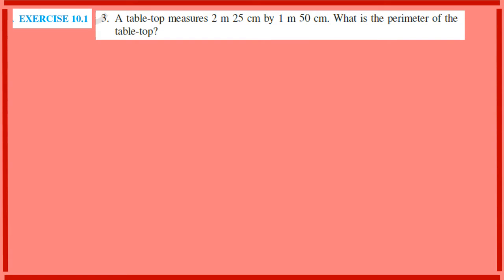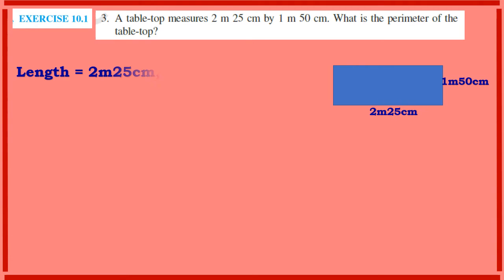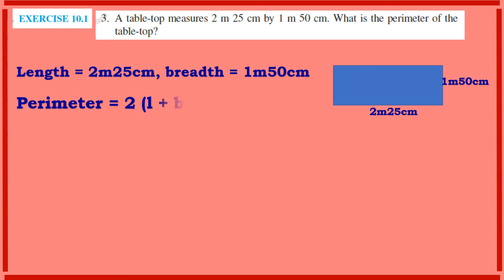Next one, a tabletop measures 2 meter 25 centimeter by 1 meter 50 centimeter. What is the perimeter of the tabletop? Okay, let us see here. The length and breadth are given in mixed units, no? 2 meter 25. So we have to make it into 1 unit. So 2 meter 25 centimeter means what? Let us see. Length is 2 meter 25 centimeter. Breadth is 1 meter 50 centimeter.